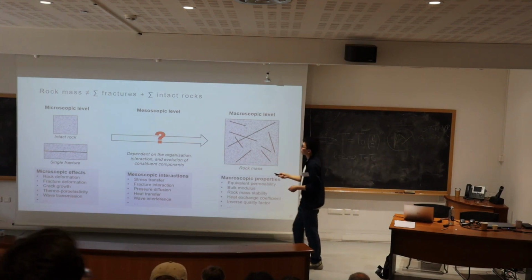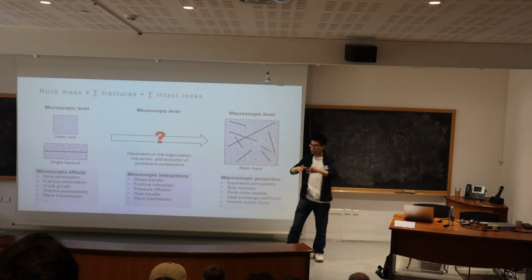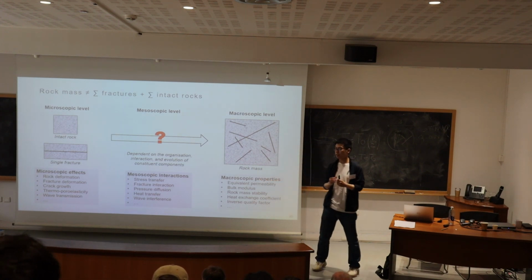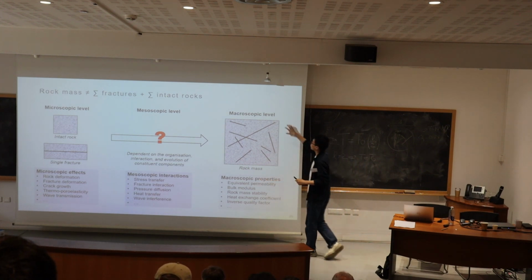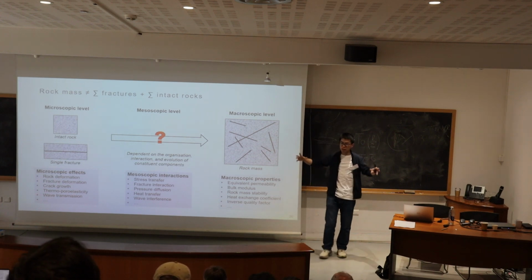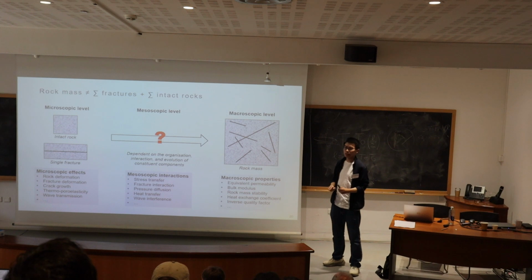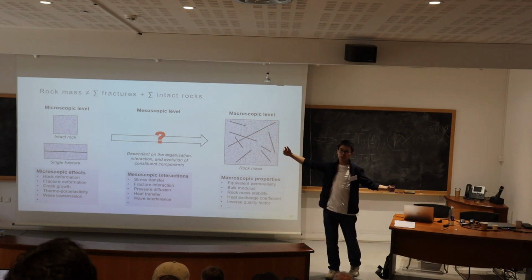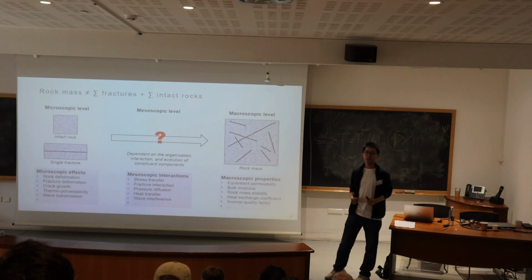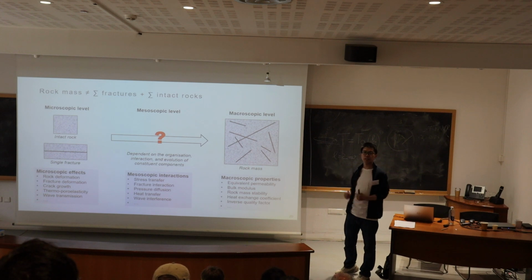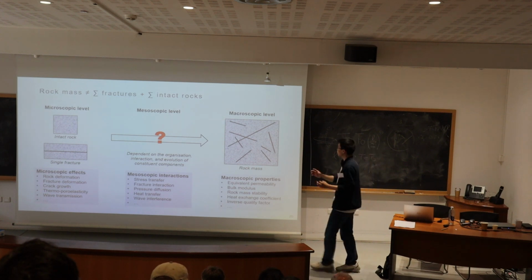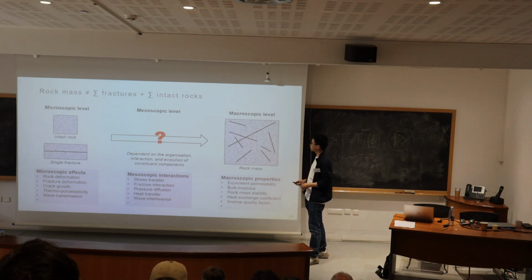So the microscopic level is more about the individual component in the system, and the macroscopic level is more about the entire population of the fractures. Inside this system, you can have large fractures and small fractures. They can have very different length scales, from kilometers to centimeters.